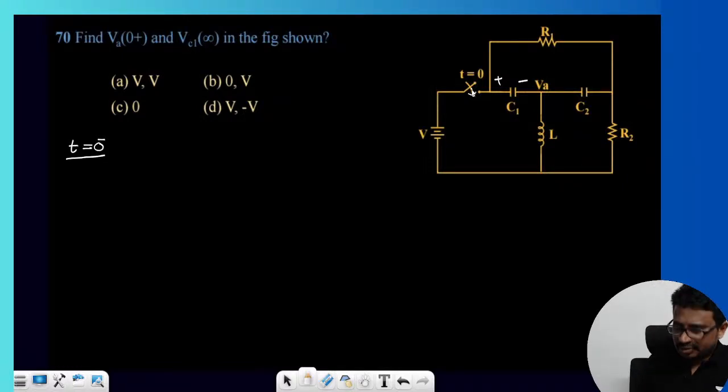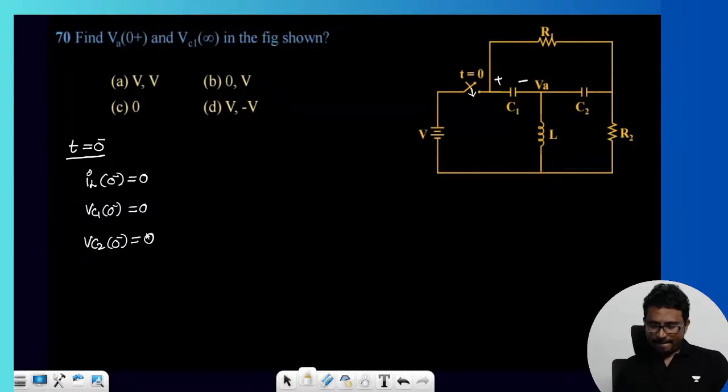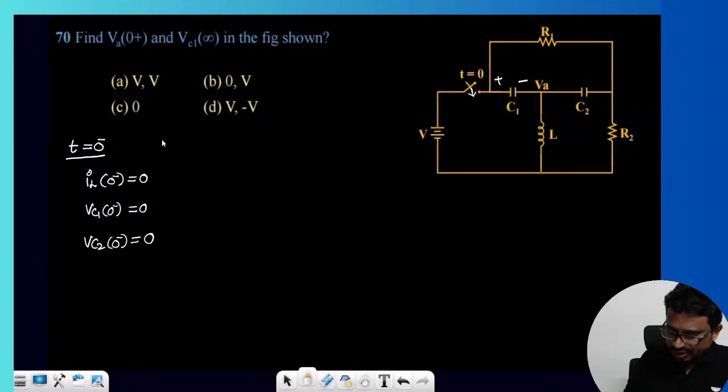There are no values here. I can write IL of 0 minus equals 0. Next, VC1 of 0 minus is also 0, and VC2 of 0 minus is also equal to 0. Right. Next, what do we need? The t equal to 0 plus values.